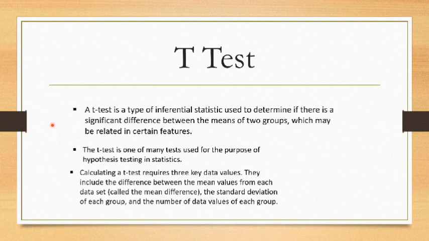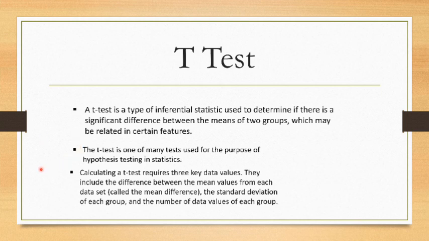A t-test is a type of inferential statistics used to determine if there is a significant difference between the means of two groups, which may be related in certain features. So at this part, the t-test was created to identify if there's a significant difference between the means of two groups. On the other hand, the t-test is one of the many tests used for the purpose of hypothesis testing in statistics. So, na-discuss na ni ma'am ng nakaraang reporter yung hypothesis testing on what is the purpose of hypothesis testing in statistics.